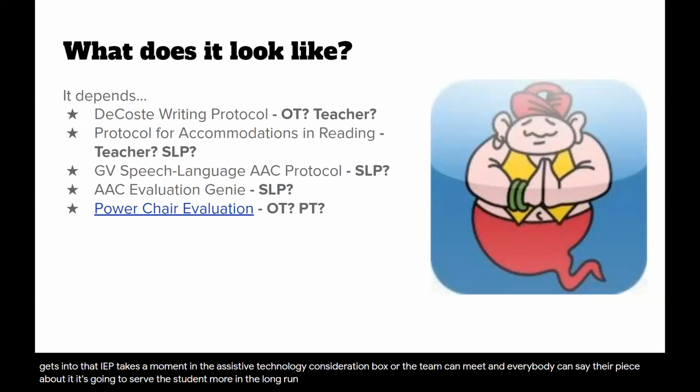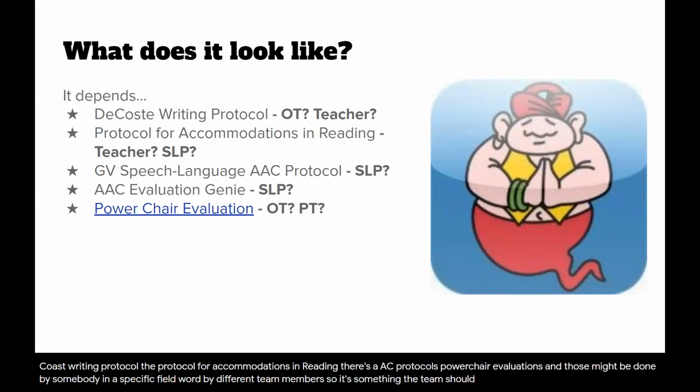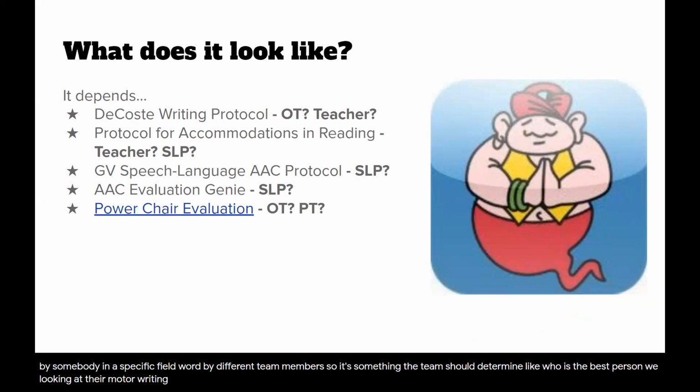There's a lot of things that can be done that are more written out and more guided, like the DeCoste writing protocol, the protocol for accommodations in reading. There's AAC protocols, power chair evaluations, and those might be done by somebody in a specific field or by different team members. So it's something the team should determine: who is the best person? Are we looking at their motor writing, or are we looking at the actual content of their writing?